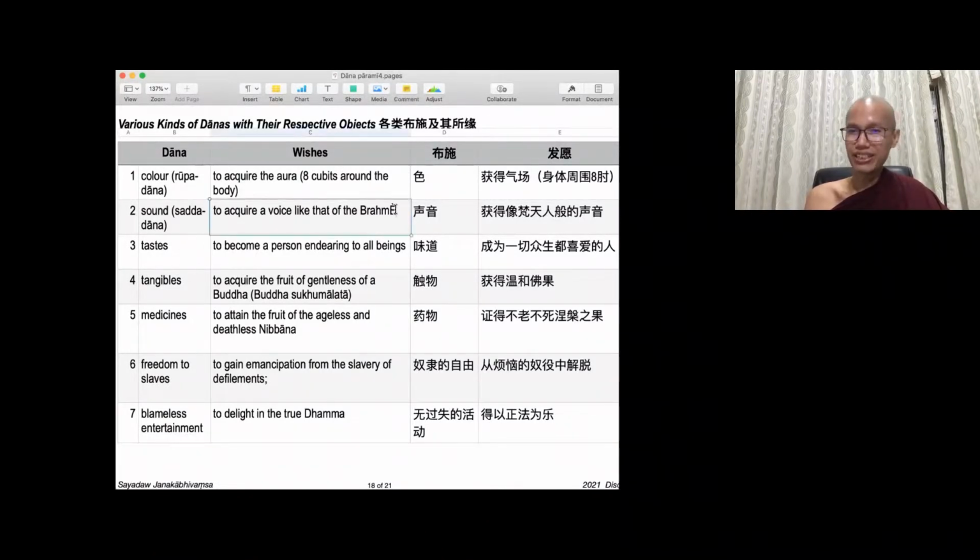How to donate? I think it will come later. So I want to say that. Next one, taste donation. For what? For which benefit did the Bodhisattva offer taste donation?